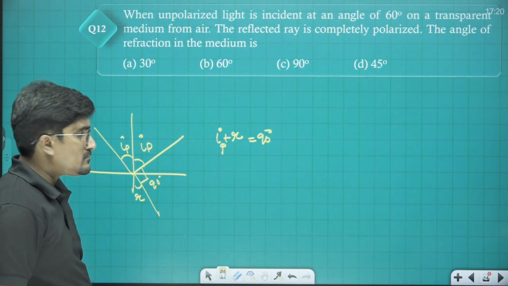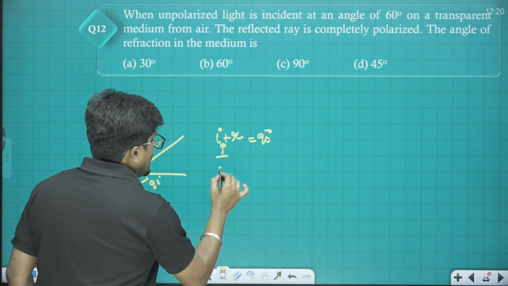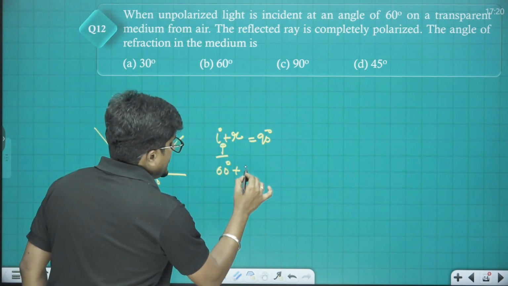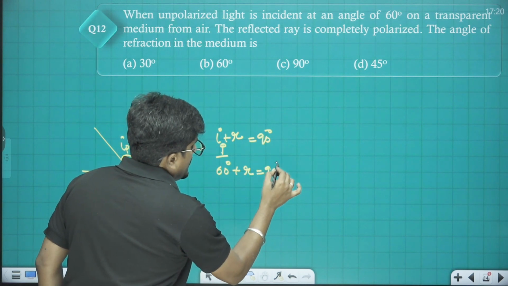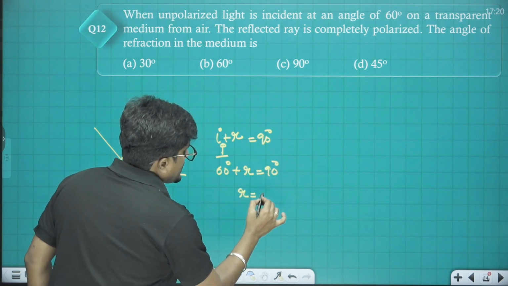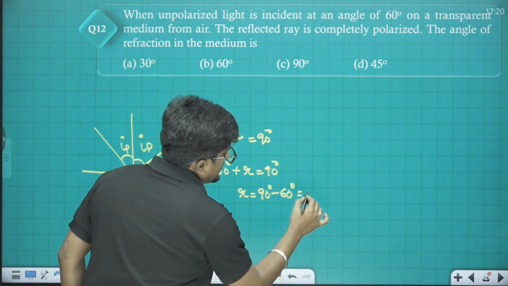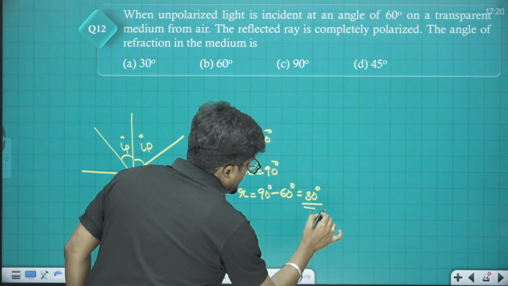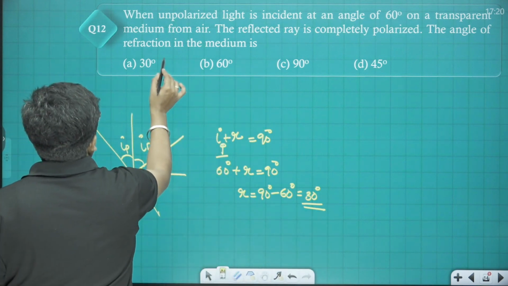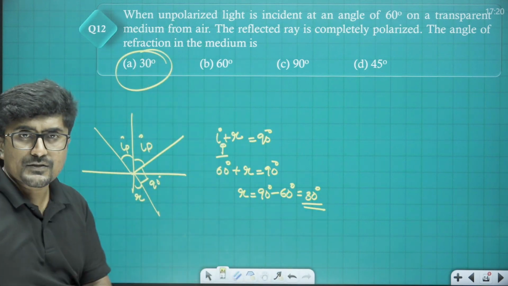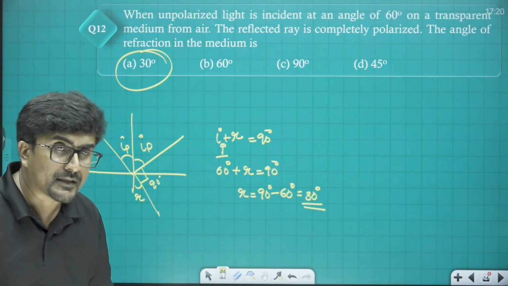90 degree. All right, I suffix p is what? 60 degree. So 60 degree plus r needs to be 90 degree, which means r is equal to what? 90 degree minus 60 degree, that is 30 degree, which means option A must be the correct answer. Next is question number 13.